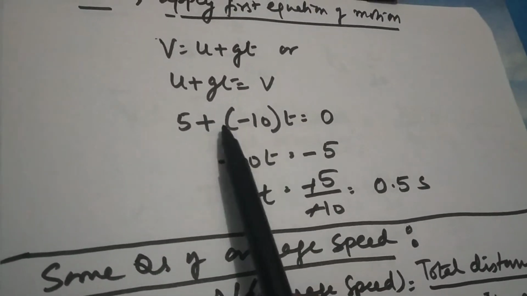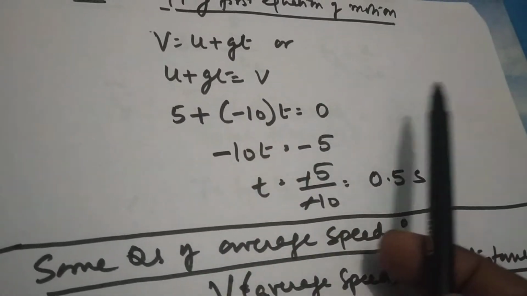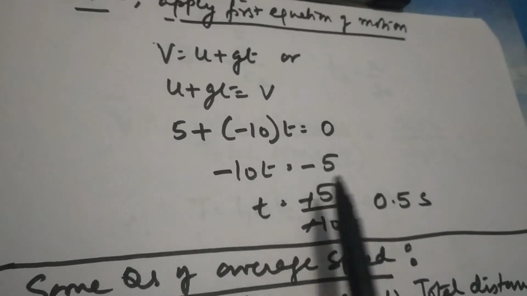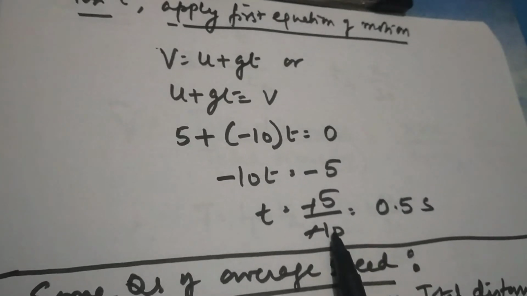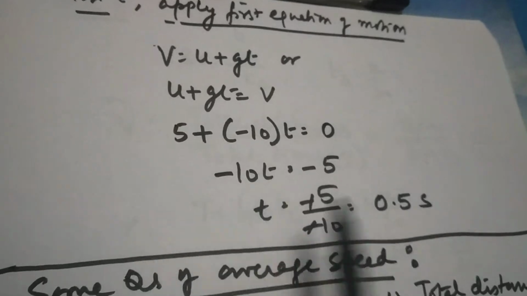Solving it, t is the variable term, and the number will go to that side. Minus 10 t is equal to minus 5, so t is equal to minus 5 by minus 10. So it is 0.5 seconds. I hope this step is also clear.